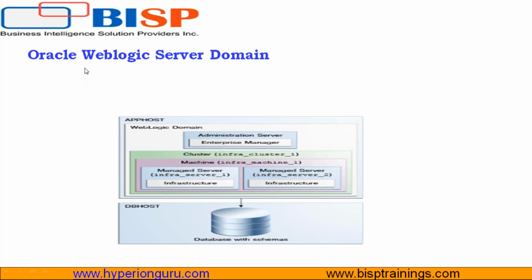Right, a typical WebLogic server domain, this is how it looks. So you'll have the administration server at the top, which consists of your Enterprise Manager. Then you'll have a cluster, which is named infra_cluster1 here, followed by a machine. This machine is nothing but your node manager, which controls all your managed servers. And then it is connected to your DB host, which is not part of the application server, but is your database.